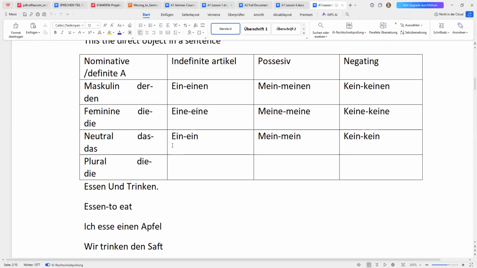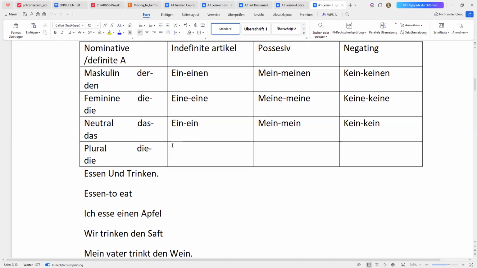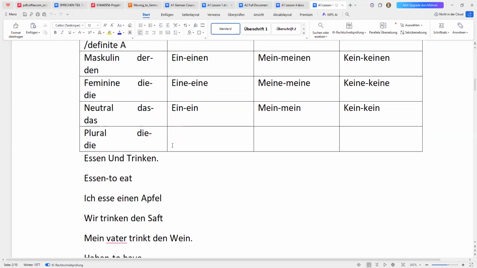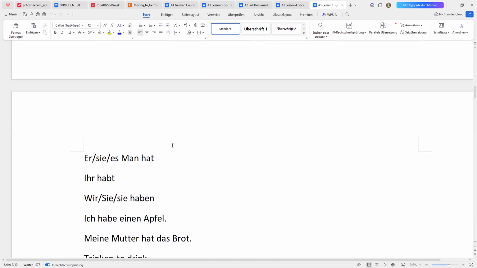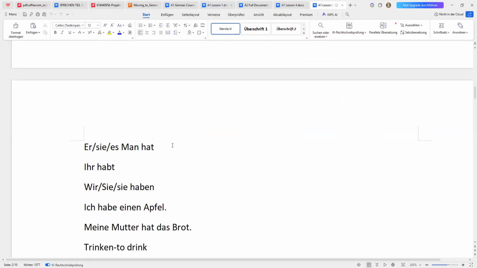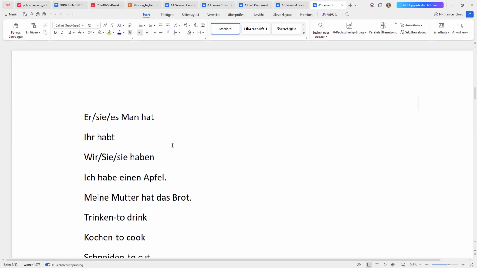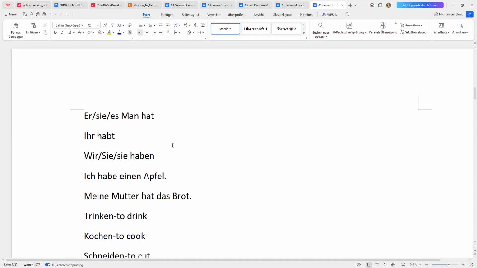So, wir trinken den Saft. That is another accusative sentence. Mein Vater trinkt den Wein. Ich habe einen Apfel. Meine Mutter hat das Brot. So those are sentences now. When you see meine Mutter there is the subject. Hat is the verb. Das Brot is the accusative object.